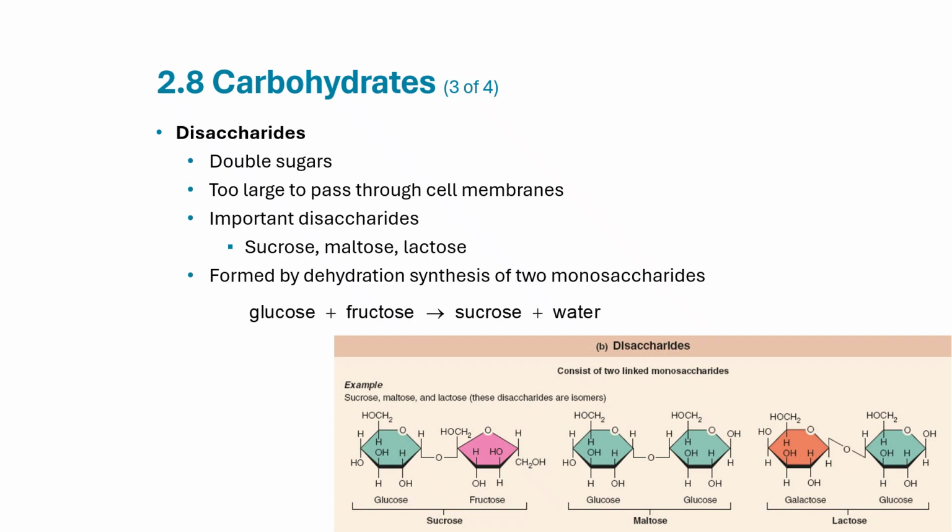So we get 2 monosaccharides, like glucose and fructose, from the previous slide, and they bond together to form sucrose and water. Okay, so we're forming that by dehydration. So we're adding those 2 sugars together, and then out with it comes a water. So you're dehydrating it, kind of like taking out a water by bonding these 2 sugars to form a sucrose.